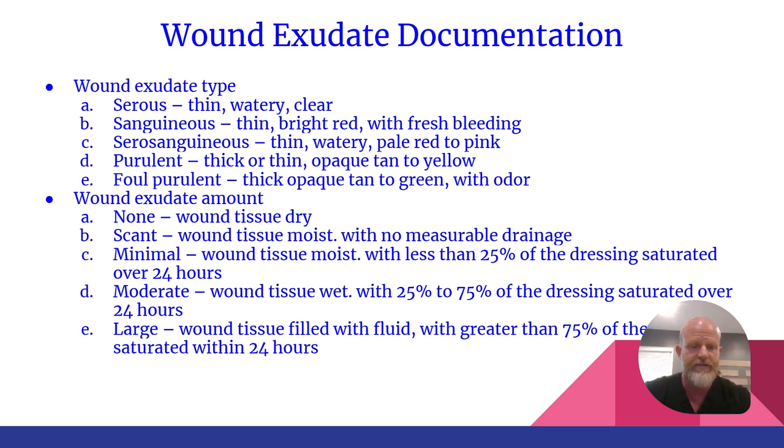Great way to determine that is just to look at how much exudate is on the dressing. 25% would be the minimum, 25 to 75% moderate. Above that, you're talking about large or copious amounts. And this will also determine what kind of treatment you're going to give. If you're having copious large amounts and your current management isn't working, you may want to add something like cellulose or a super absorbent dressing, etc.